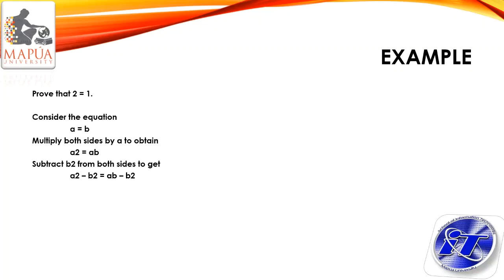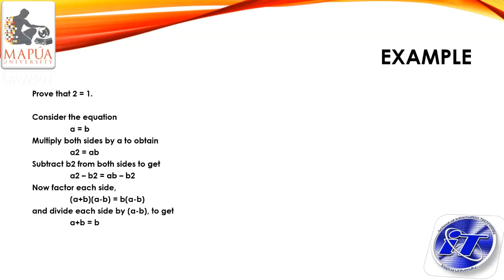Then we factor. So the left side will be a plus b times a minus b, while the other side is b times a minus b. And then solve for b or a. So we divide both sides by a minus b. Okay, then we get a plus b is equal to b. If b is equal to 1, 1 plus 1 is equal to 1. So therefore, they are equal. Is this correct? Is this a fallacy?